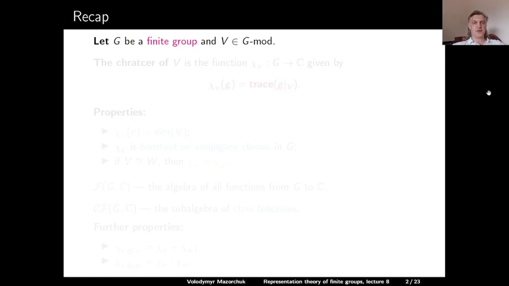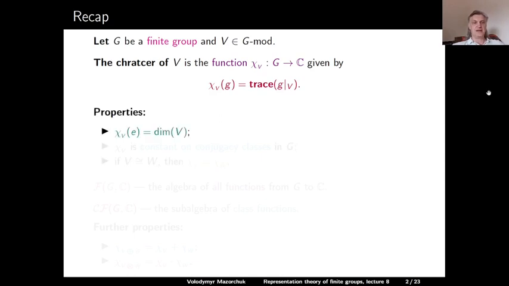Let G be a finite group and V a G-module. In the previous lecture, we defined the character of V as the function whose domain is G and whose codomain is the set of all complex numbers, and the value of this function, denoted chi_V, at the element g in G equals the trace of the linear operator which describes the action of the element g on the module V. So here are the basic properties of this function.